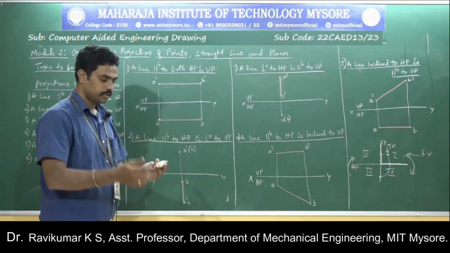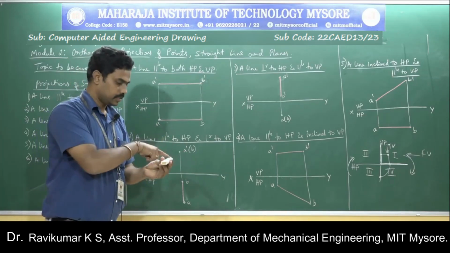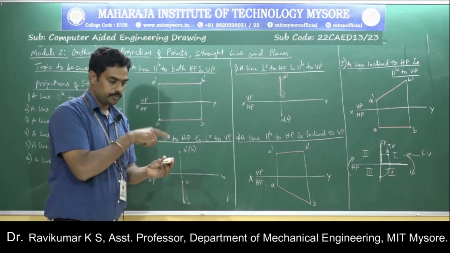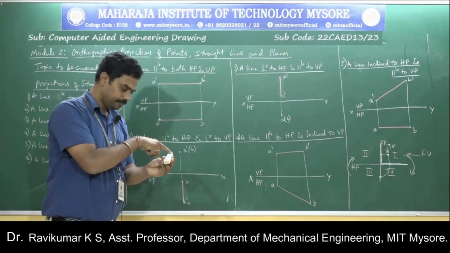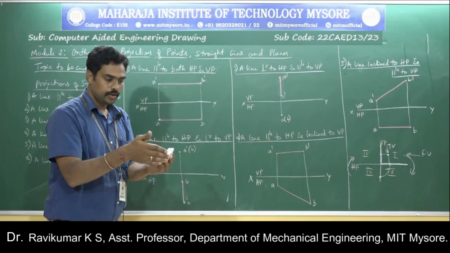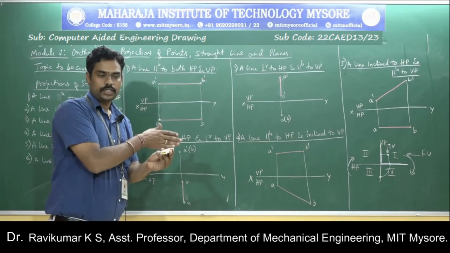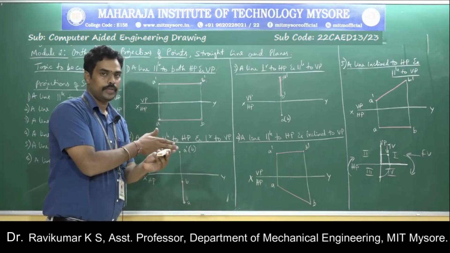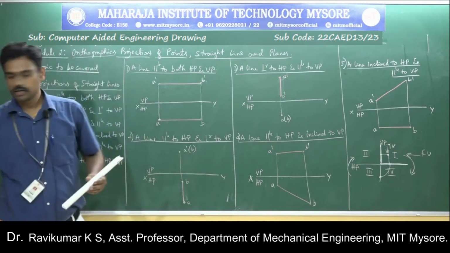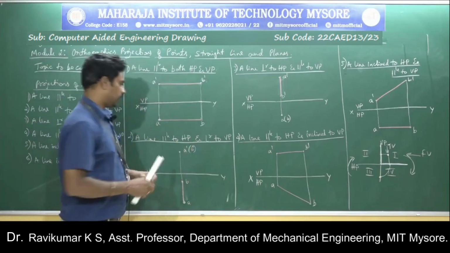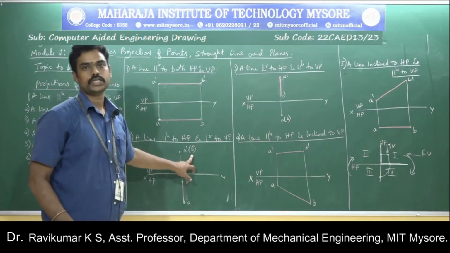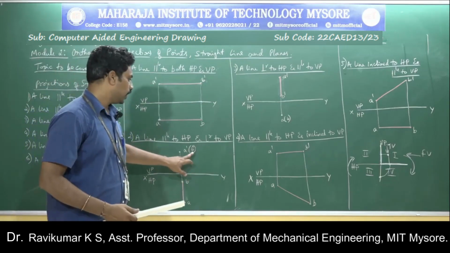Now you need to name it. If you give this as A and this as B, since A is visible, B is not visible, because B is in line with A, or B is behind A. Since point B is behind A, B is invisible. A is visible. Since B is invisible, I'm going to put it in brackets. Okay, this is the convention used to represent an invisible point.